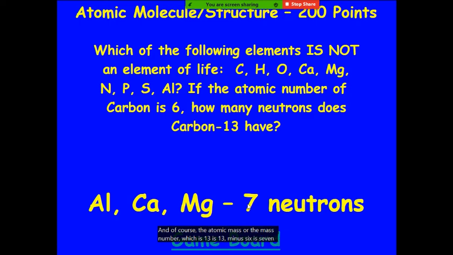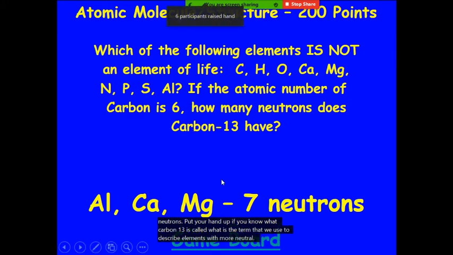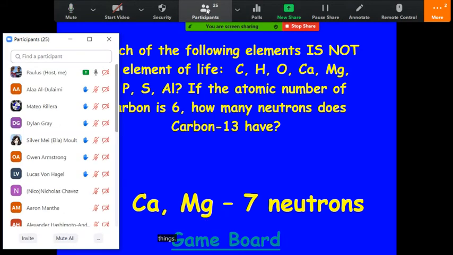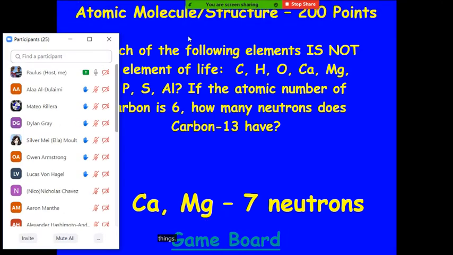Put your hand up if you know what carbon-13 is called. What is the term that we use to describe elements with more neutrons? Hand up if you know what we call those things. Yeah, those are called isotopes. Isotopes.